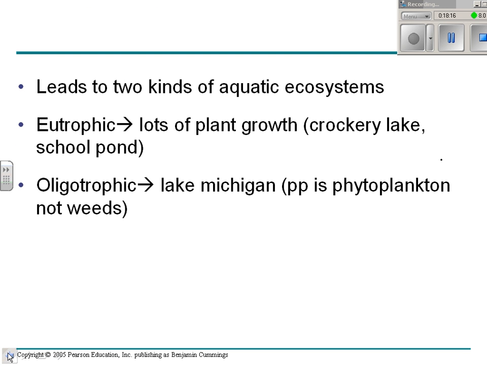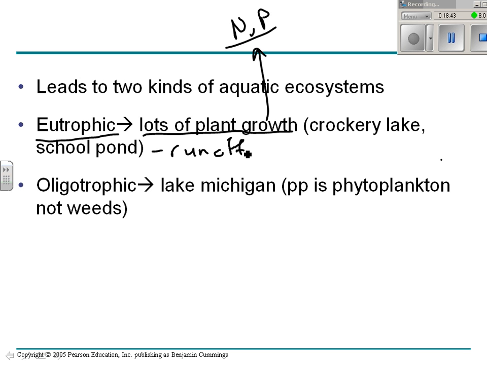That runoff can lead to this nitrogen effect, and there are two different kinds of ecosystems. Aquatic, there's eutrophic, where there's lots of plant growth because of very high nitrogen and phosphorus amounts. That'd be Crockery Lake and the school pond. Crockery Lake, if you've ever been there, or Cranberry Lake, or any of the small lakes right around here, there's lots of runoff of nitrogen fertilizers, into the school pond from the farm right next door, whatever. If you think about Cranberry Lake, if you've been there, it's basically all around it is farmland except for a few houses.